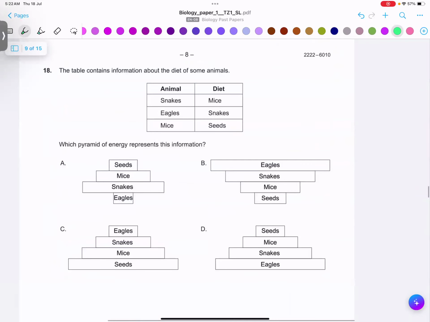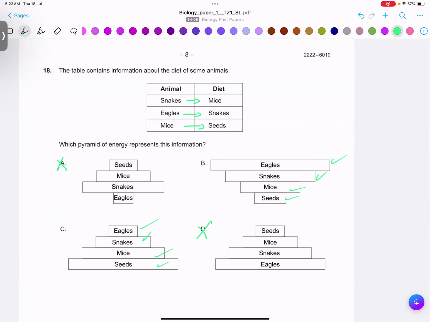So now we have 18. Here we have which animal eats which. The snakes eat mice, the eagles eat snakes, and the mice eat seeds. So we need to have seeds at the bottom, right? So obviously not this, obviously not this. It needs to be seeds first, and after seeds, we need to have mice. Okay, so these both have that. Then we have snakes and eagles. Okay, the order is right.